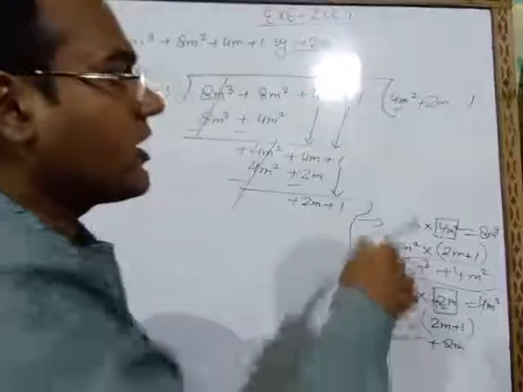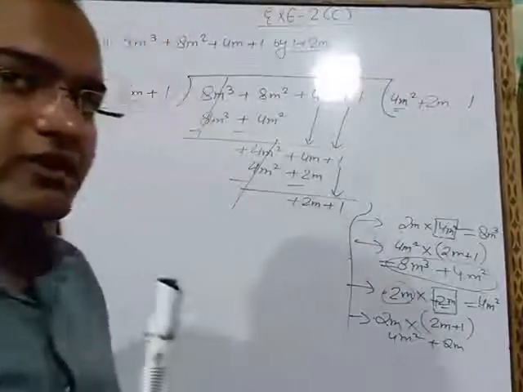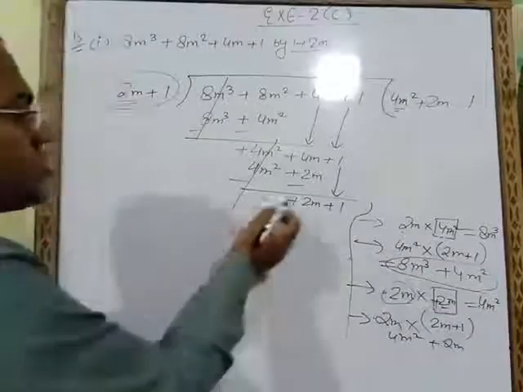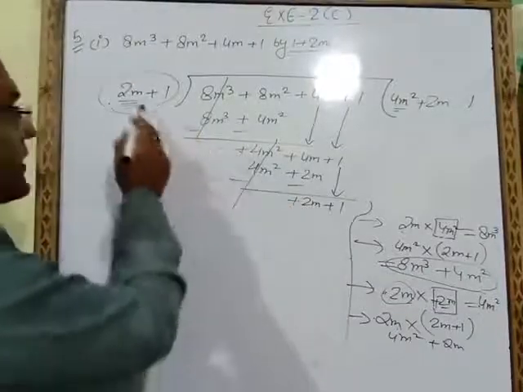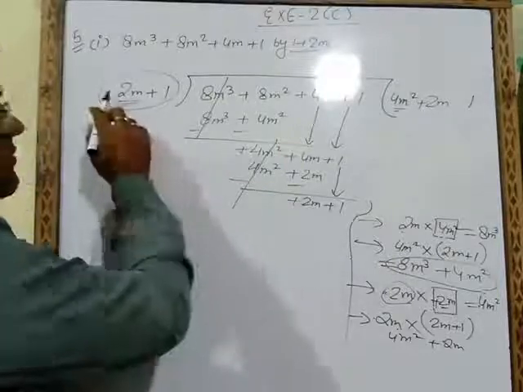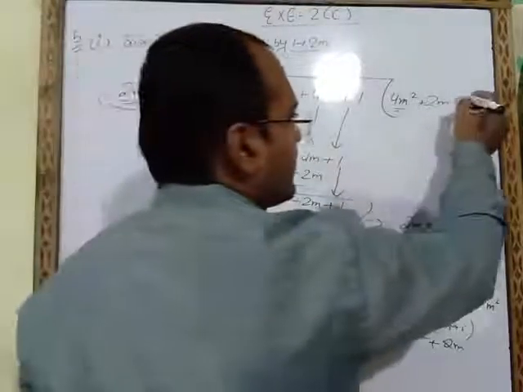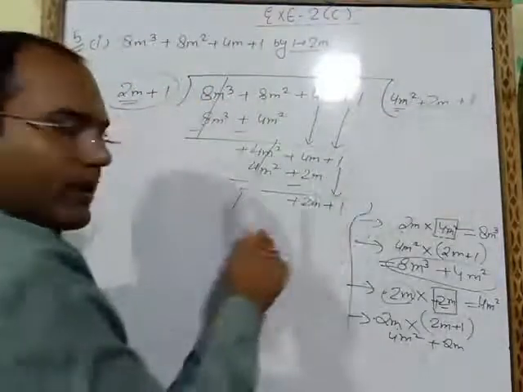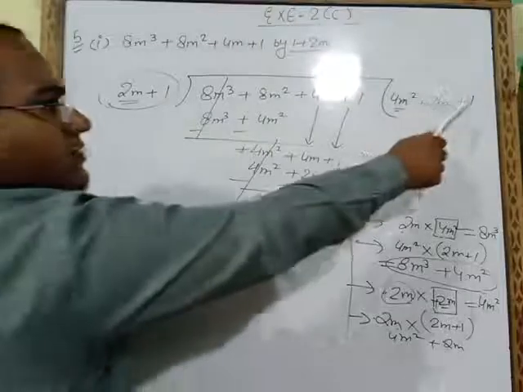But I told you it is compulsory that you put the sign. So which sign do you have to put? You have to check the sign of these two numbers. This 2m is plus. This 2m is also plus. So plus and plus will become plus sign. 2m, 1 gives 2m.